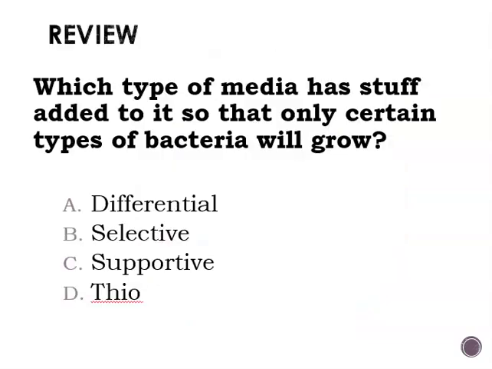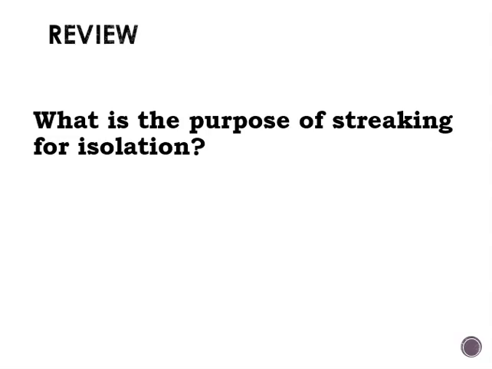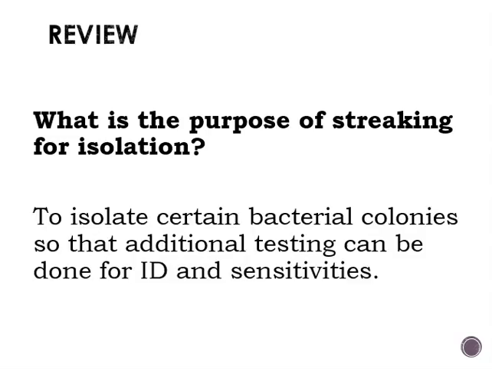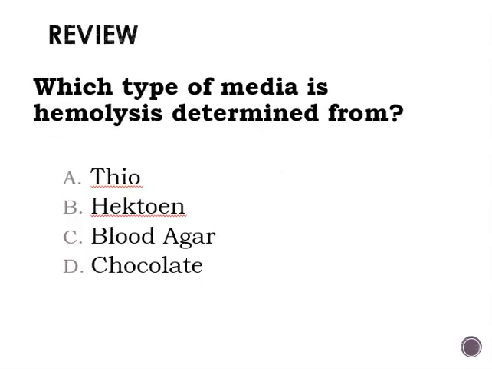Okay, and then just a few little review slides here. Which type of media has things added to it so that only certain types of bacteria will grow? That's your selective media. Why do we streak for isolation? We have to do that so that we can get certain bacterial colonies by themselves so that we can perform additional testing for ID and sensitivities. And which type of media do we determine hemolysis from? That is always and only from the blood agar plate. You may be able to tell that hemolysis is happening on other types of plates, but we only grade it from the blood agar plate.